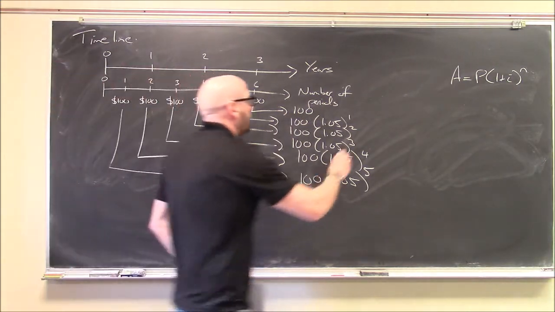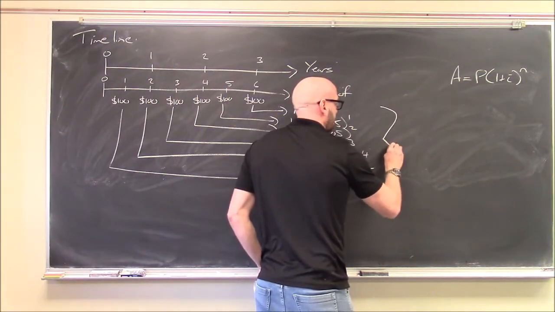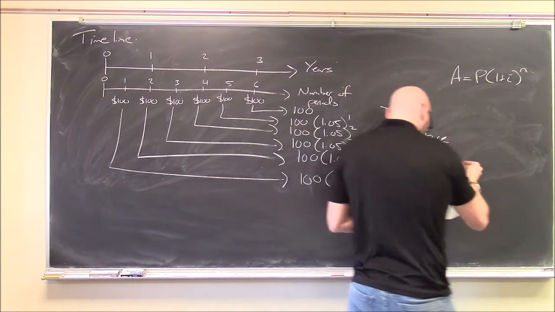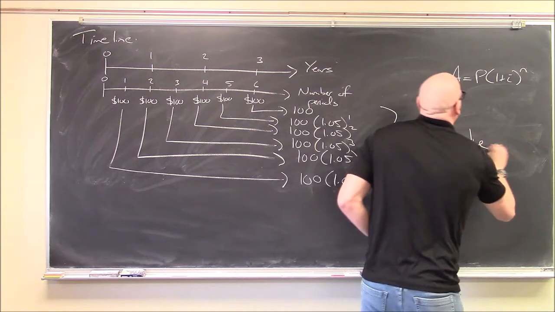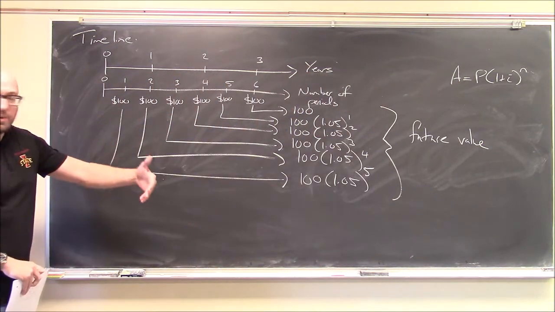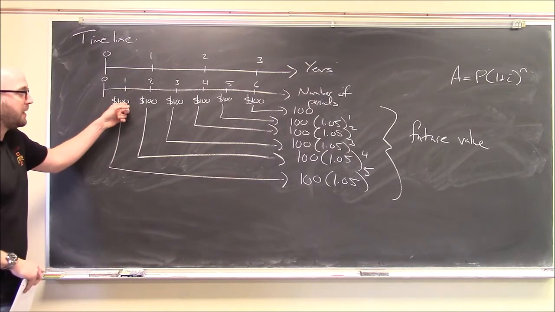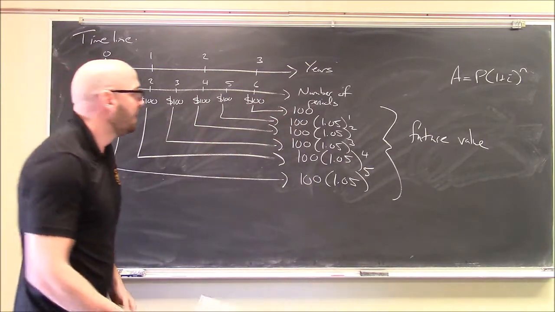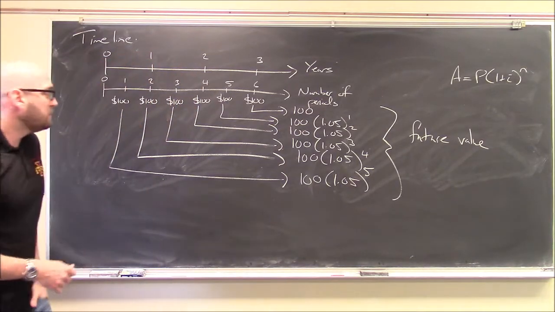So this is the future value of each deposit. As you would expect, the $100 that I originally deposit is worth more than the later deposits of $100. But the question was, what's the future value of the account?